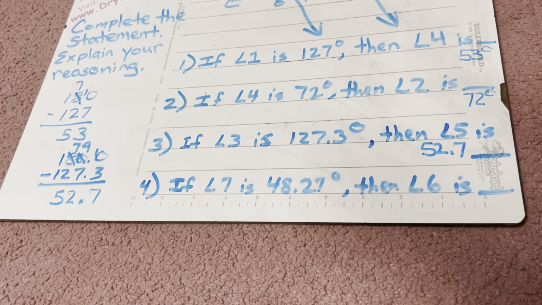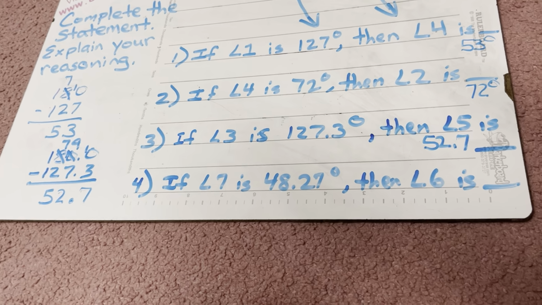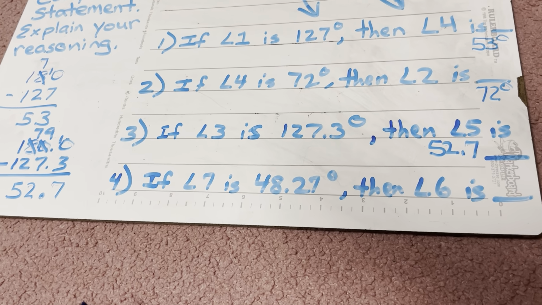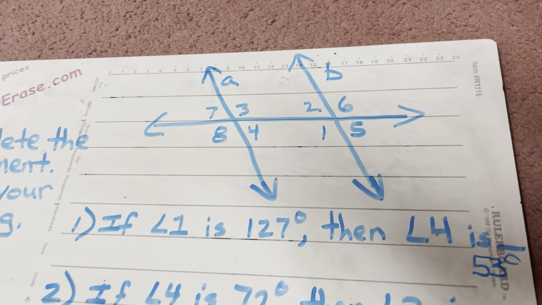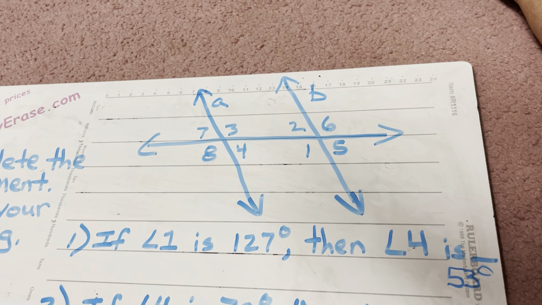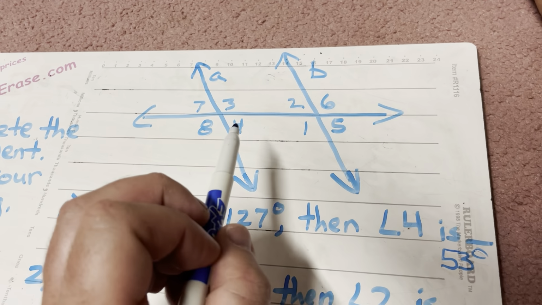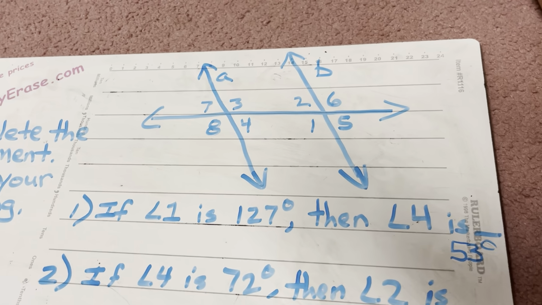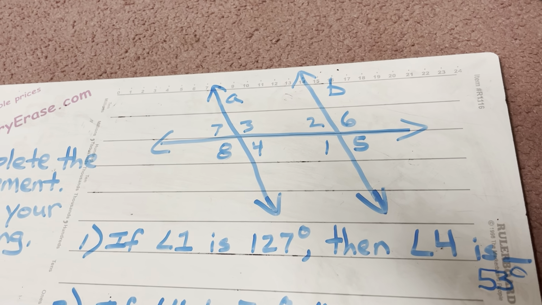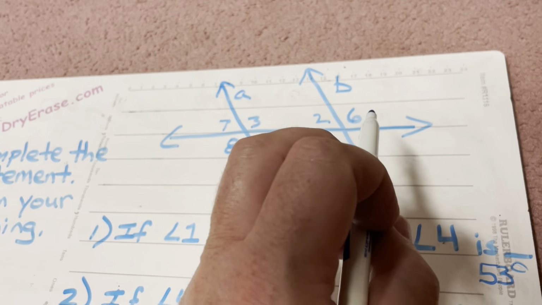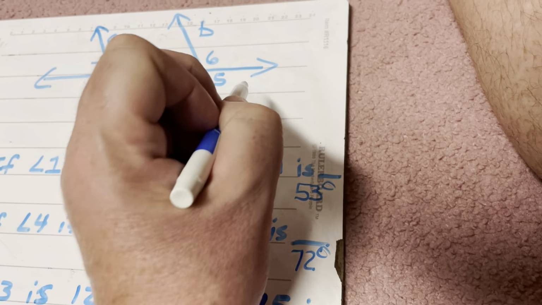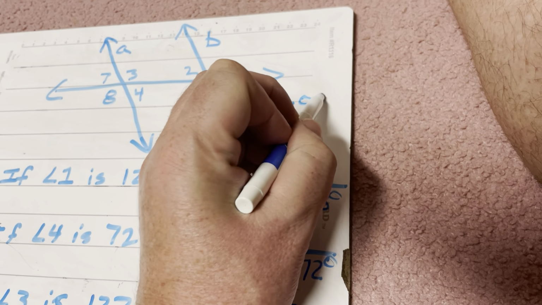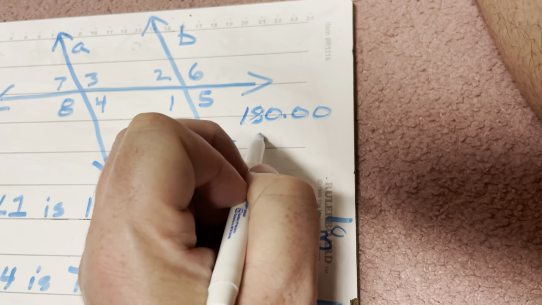The last one, number 4, if angle 7 is 48.27 degrees, then angle 6 is. So we come over here, angle 7. If angle 7 is 48.27 degrees, then angle 6 is. Well, I know to figure out angle 3 then, I would do 180 minus 48.27. Since 6 corresponds with 3, they're equivalent, so it would just make sense then that I would do 180, and I'll add my 2 decimals, minus 48.27.